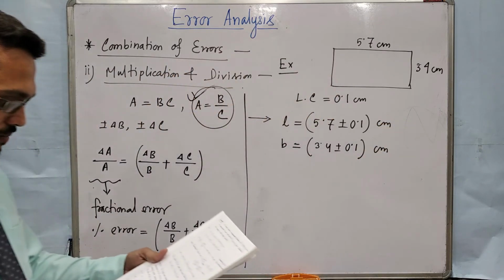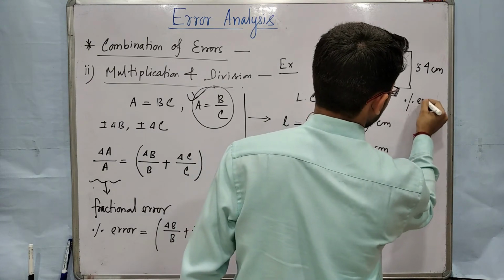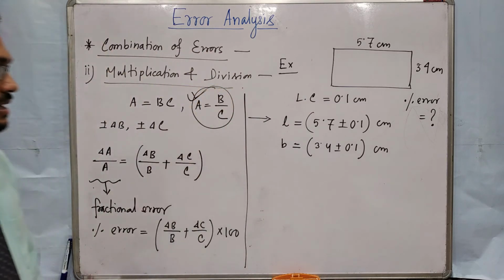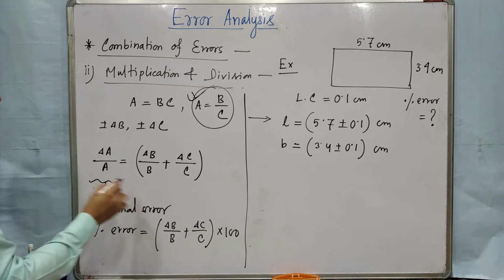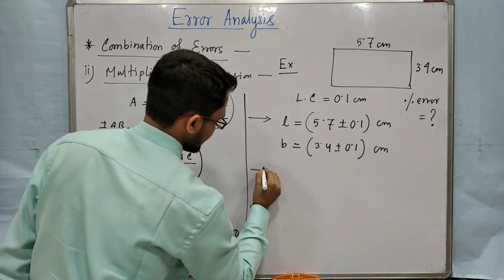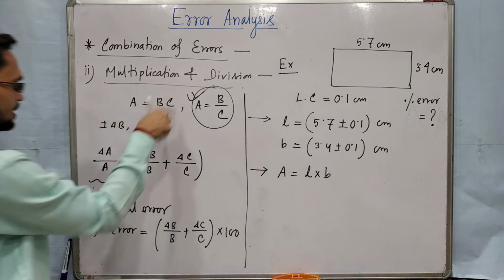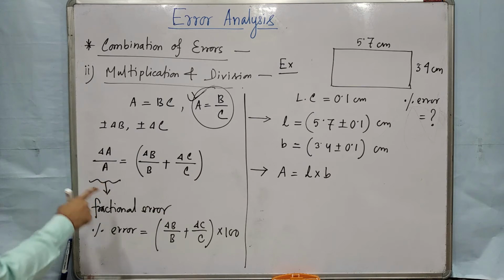Here we have to calculate the percentage error. Percentage error means we will use this formula. This is multiplication type: area equals length into breadth. So we will use this formula, then this will be the fractional error, and into 100 we will get the percentage error.